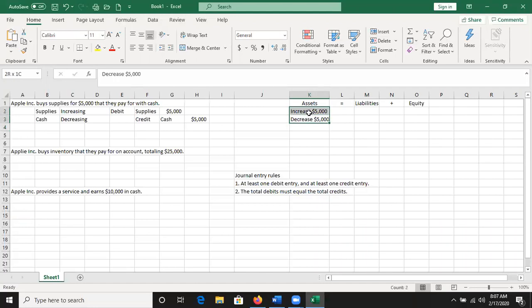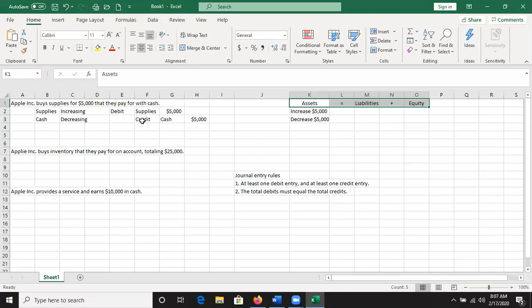So these two, you're increasing assets 5,000, but then you're subtracting 5,000. They cancel out. So that means after this journal entry, this accounting equation remains in balance. So it's good. That's what we want.